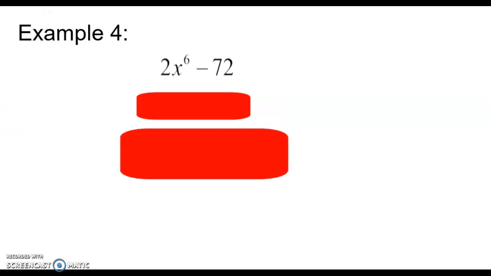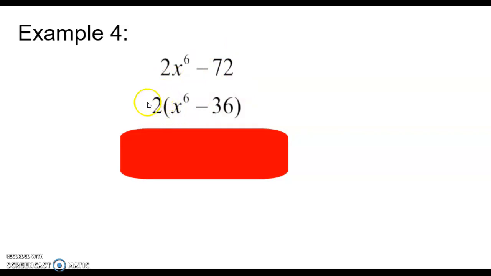And my last example here, we have 2x to the 6 minus 72. So you might think to yourself, well, none of these are perfect squares. 2 is not a perfect square. 72 is not a perfect square. However, we always have to look to see if there is a greatest common factor first. They both don't have x's, so I can't take out any x's. But between a 2 and a 72, I do have a GCF of 2. So I'm going to factor that 2 out.